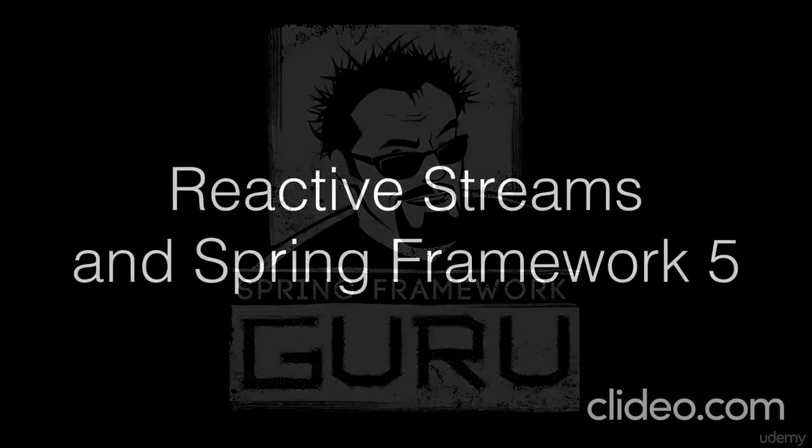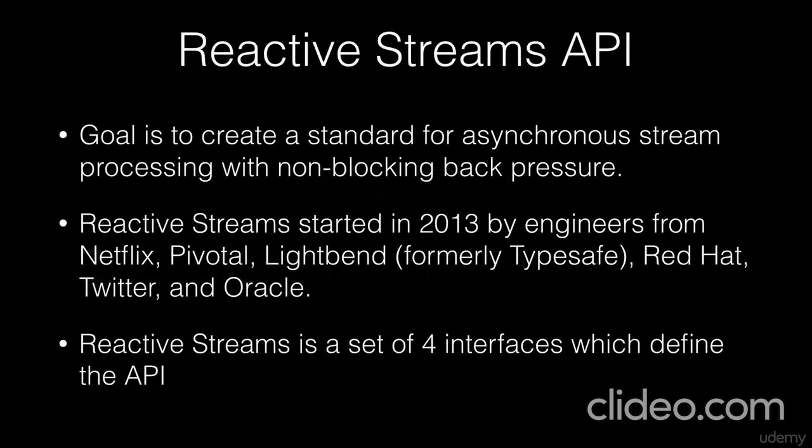All right, in this video, we are going to be talking about reactive streams and how they relate to Spring Framework 5. The goal of the Reactive Streams API was to create a standard for asynchronous stream processing with non-blocking back pressure, so all the reactive stuff that we've been talking about. The initiative was started in 2013 by engineers from Netflix, Pivotal, and Lightbend, and Lightbend is formerly TypeSafe.